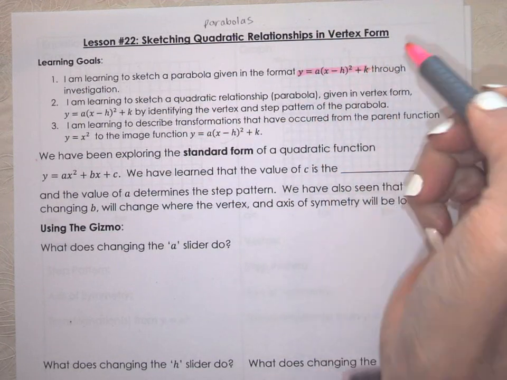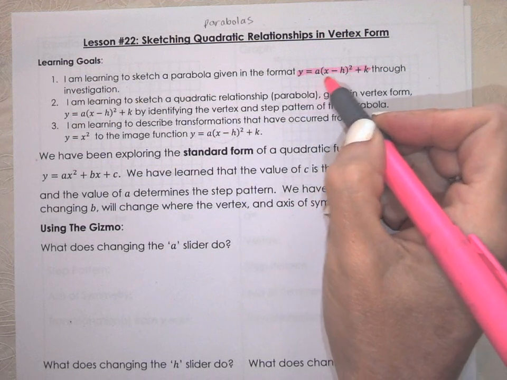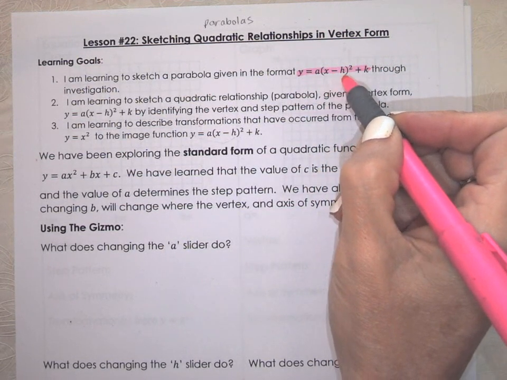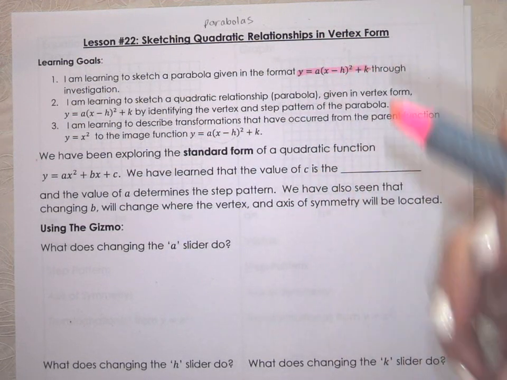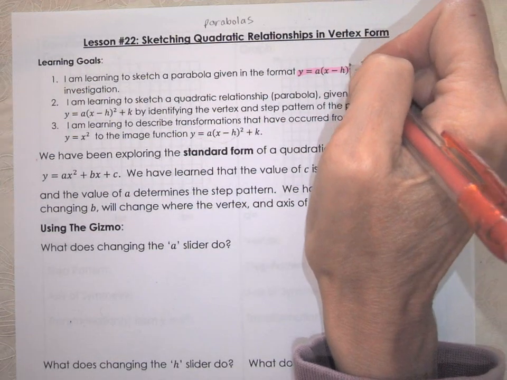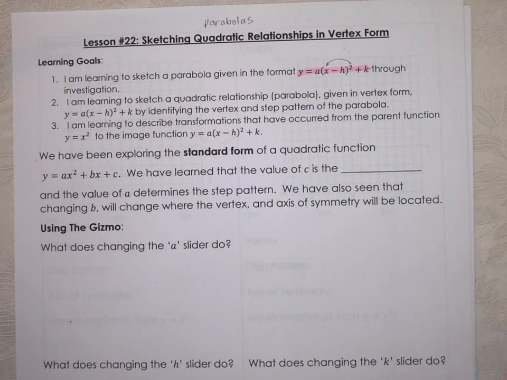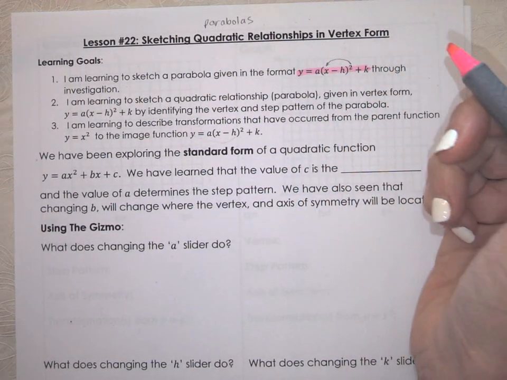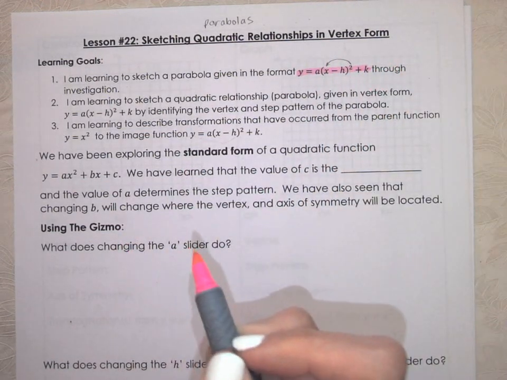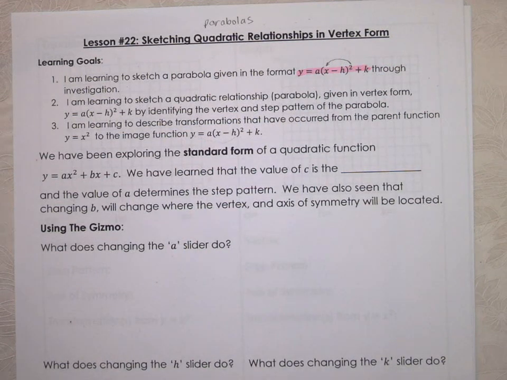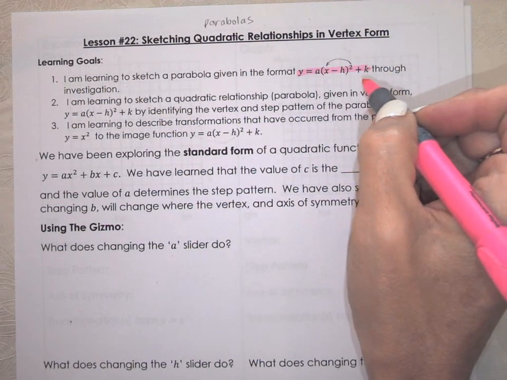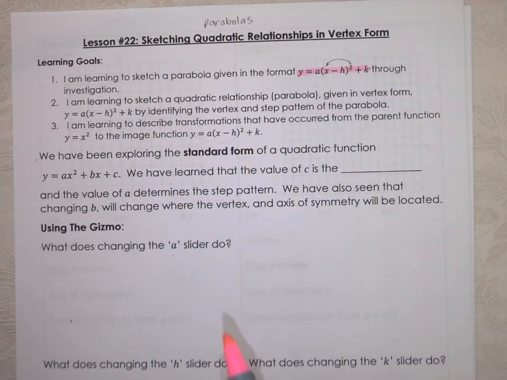Y equals a, and then in parentheses or in brackets, x minus h all squared. And this square here is what makes it a parabola because it applies to the x. This whole term is being squared, plus k. And then we're going to see what a, h, and k do through investigation.